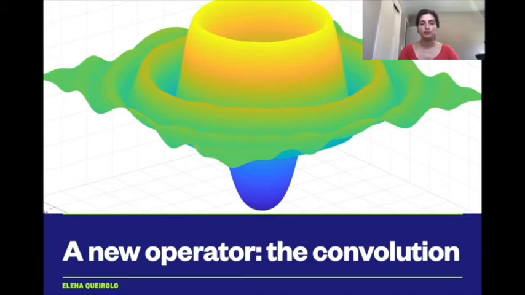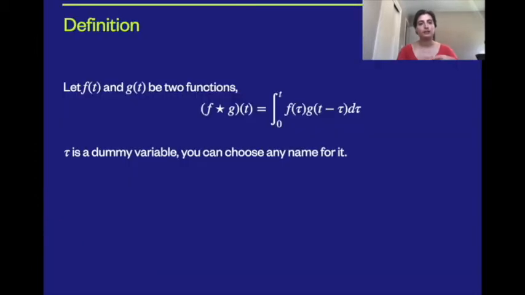It's a new operator that we want to introduce, and the idea is that it takes two functions and combines them in some ways, in a very similar way as a sum of two functions or the product of two functions can work. But it combines them by taking the integral of them with one of them being shifted. So the convolution of f and g computed at t is the integral between 0 and t of f(tau) g(t minus tau) d tau. Tau is a dummy variable, so you can choose any name for it.